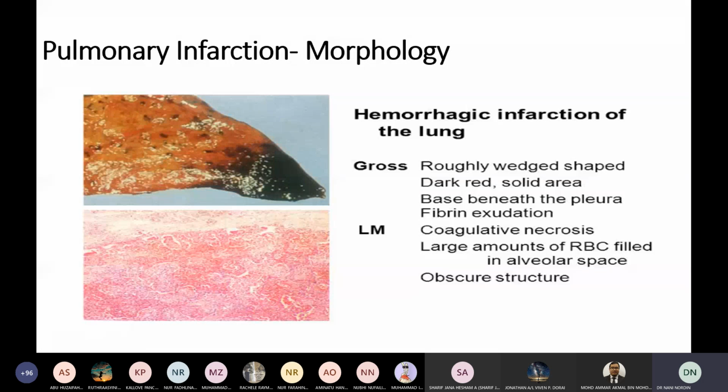The base is the pleura, and the apex is usually where the point of the block is. Here it is not that clear, but if you can imagine, it is a triangle like this. Grossly it is dark in color. If you look under the microscope, it's actually coagulative necrosis. What is coagulative necrosis?